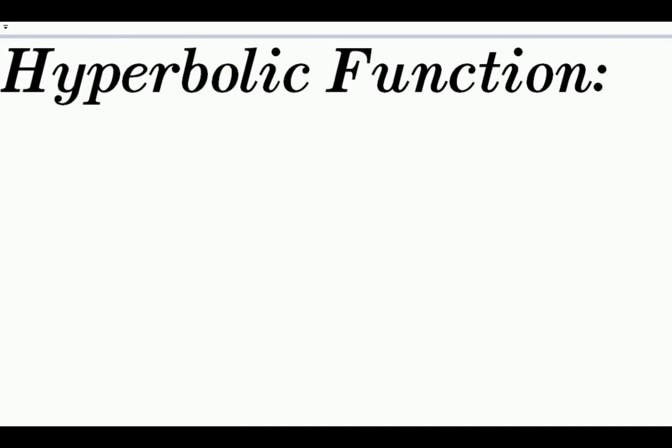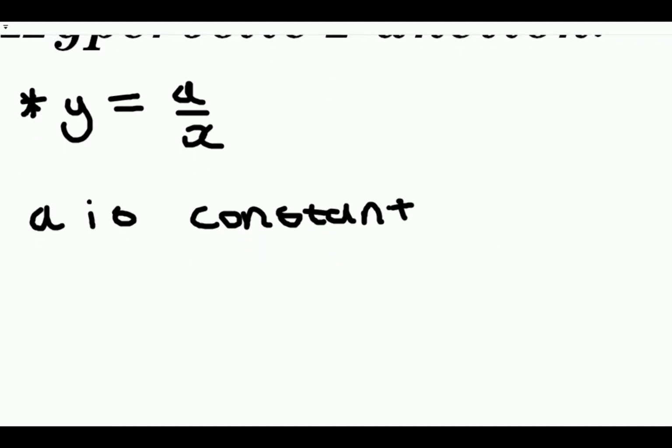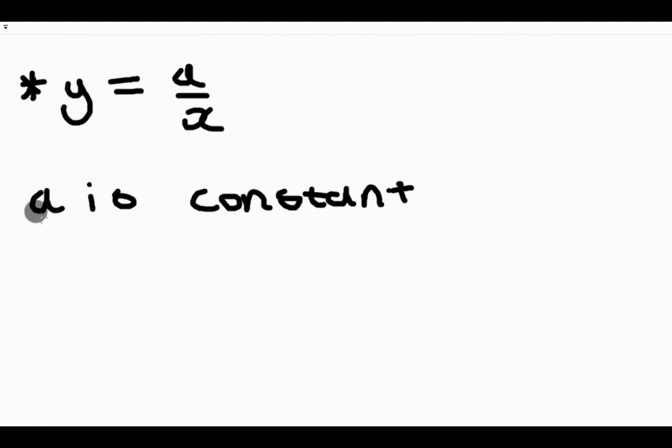Today we'll be focusing on the hyperbolic function, which has the general formula of y is equal to a divided by x, where the value of a is a constant. And these hyperbolic functions have two asymptotes, which are the horizontal and the vertical asymptote.